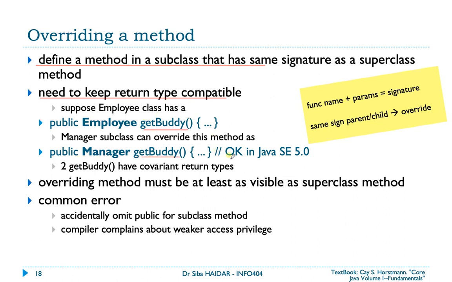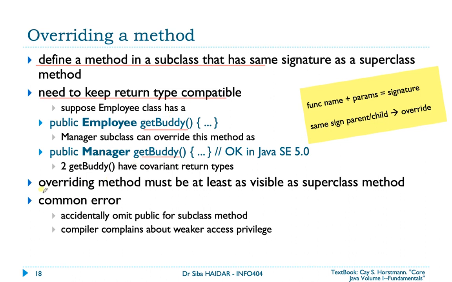But really it is not necessary to keep the same return type. It must be at least compatible. So anyone expecting an employee return value would easily accept a manager object, because this is also polymorphism. This is what we said about polymorphic object variables. So these two getBuddy methods have covariant return type, and yes, the second getBuddy overrides the first.